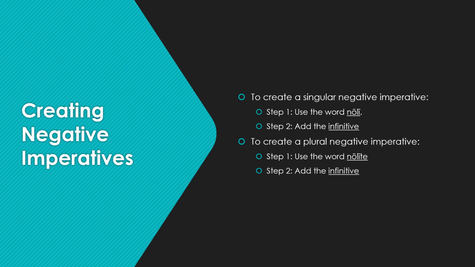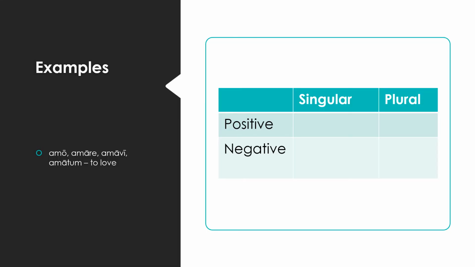And once again, we're going to finish things up by simply adding the infinitive of whatever it is we do not want a person to do. Let's look at an example. Let's say we wish to use the word amo, meaning to love.